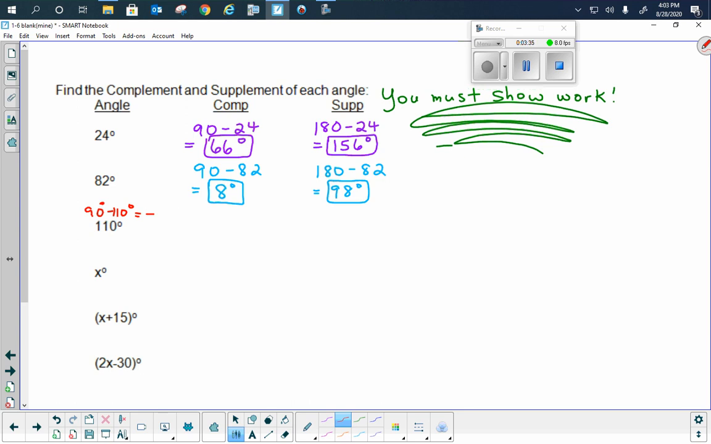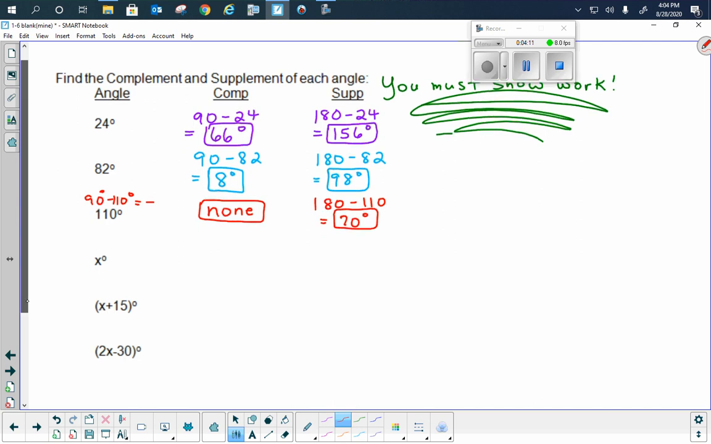So if you know you're going to get a negative because it's bigger than 90, or for supplementary it's bigger than 180, then your answer is none. Please don't tell me no solution or does not exist. Those mean different things in mathematics. So just tell me that there is none. There is no complement. If I want its supplement, then it's going to be 180 minus 110, which will be 70 degrees. Make sure that looks like 70 degrees there.